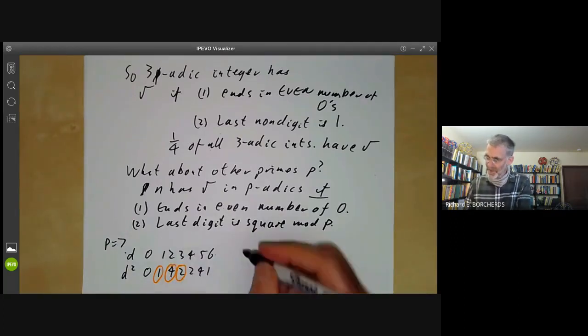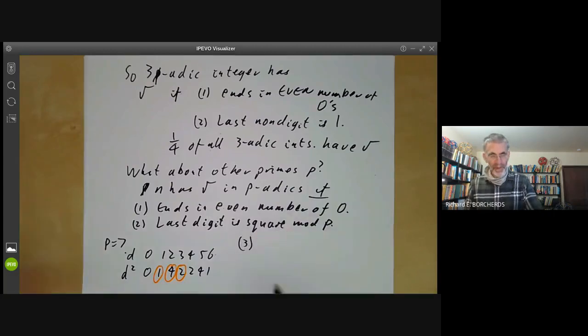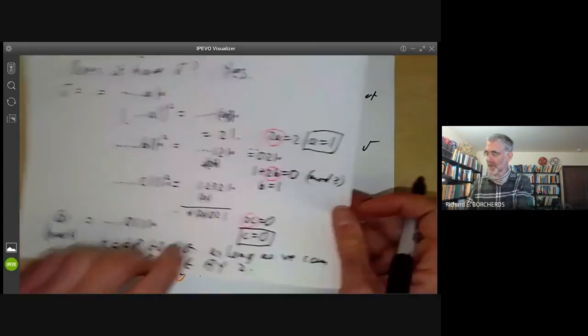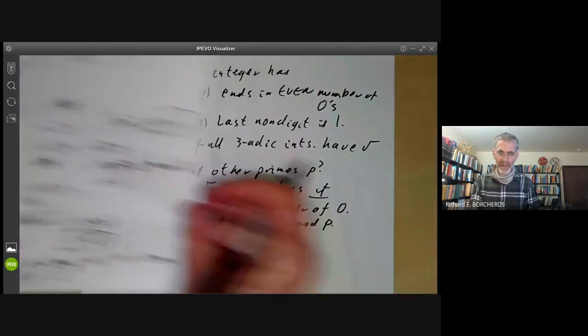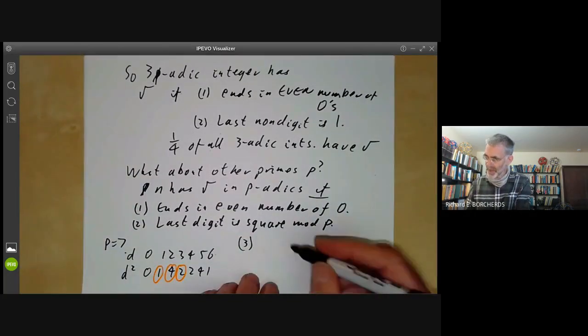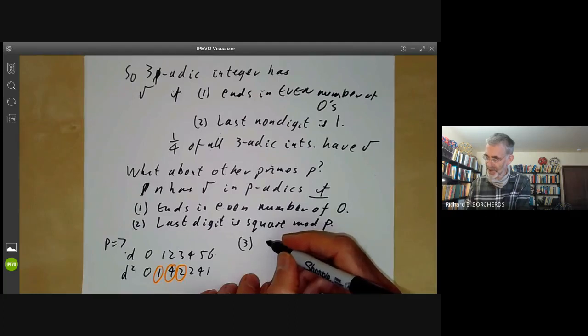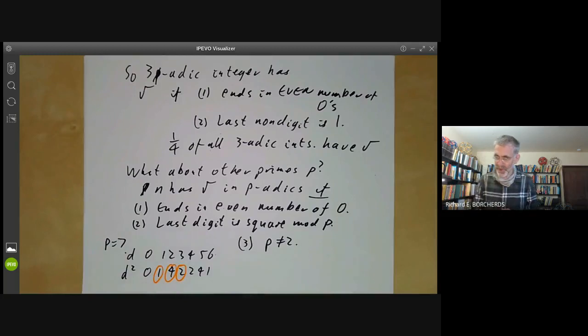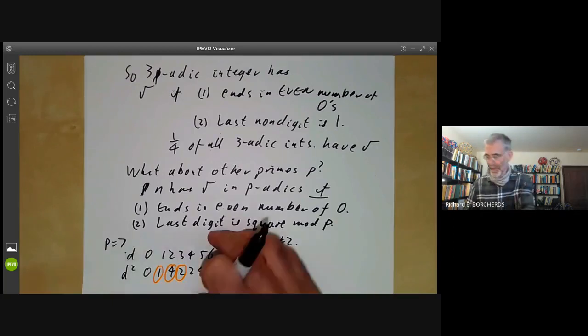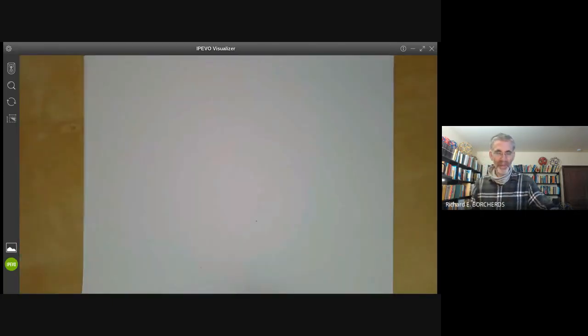Well, there's actually a third condition. You remember that in working out the square root, we needed to divide by 2. And we can't do this if p is equal to 2. So we better add the condition that p is not equal to 2, because if p is equal to 2, things get a little bit more complicated. So let's just see what happens if p equals 2.